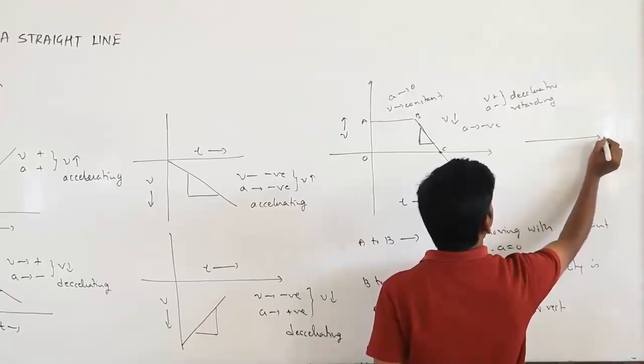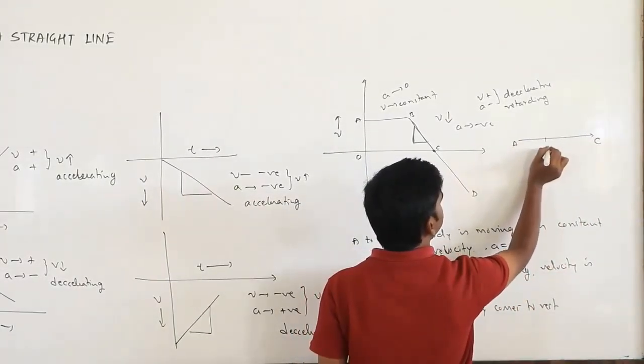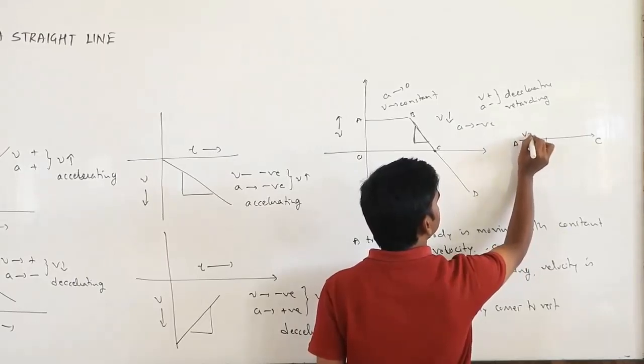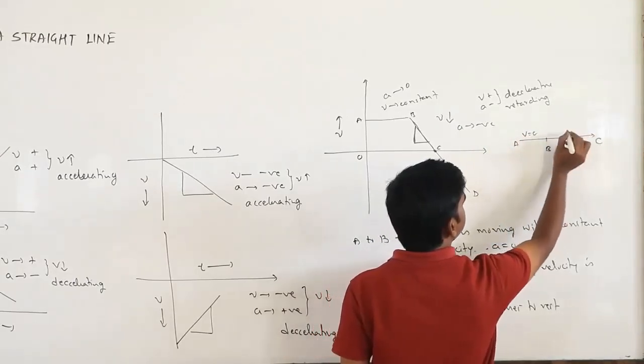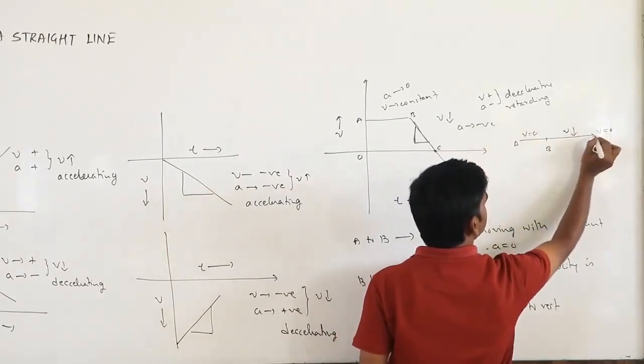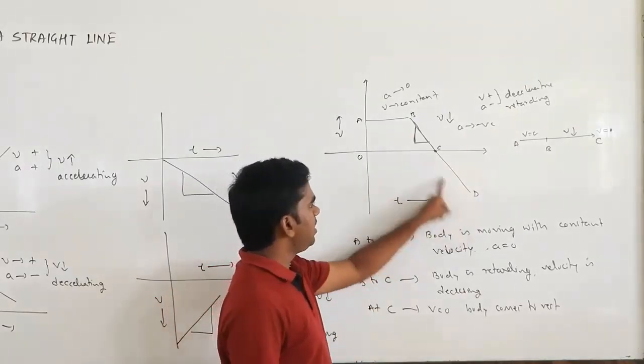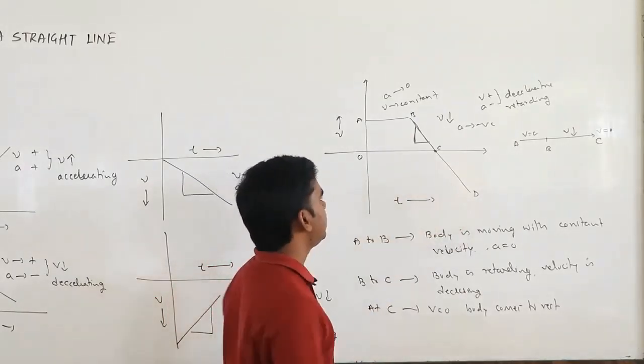Okay. So from A to B, what is happening? Velocity is constant. From B to C, velocity is decreasing and becomes 0. Okay. Now it comes to rest. Now from C to D, what is happening?